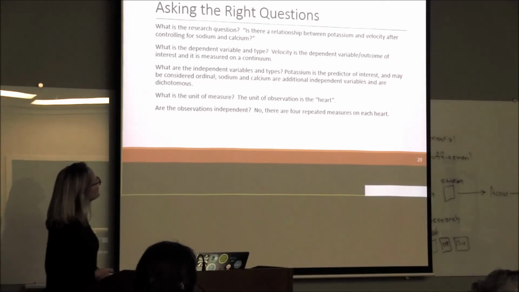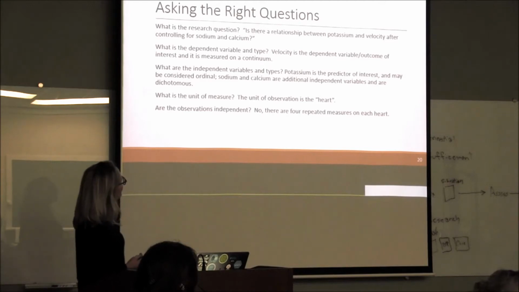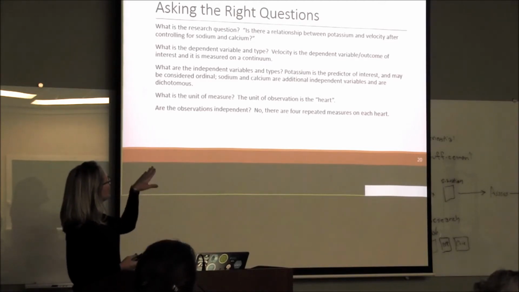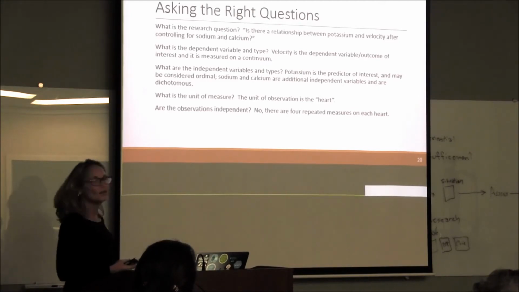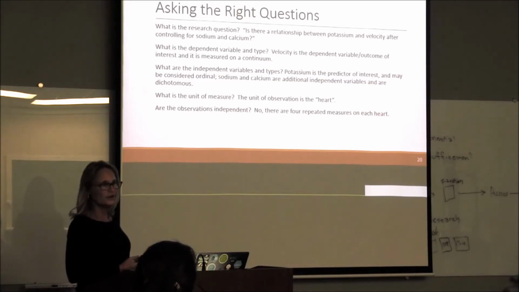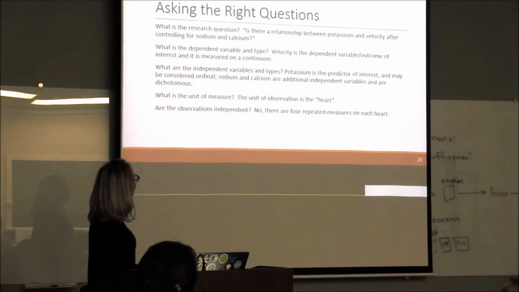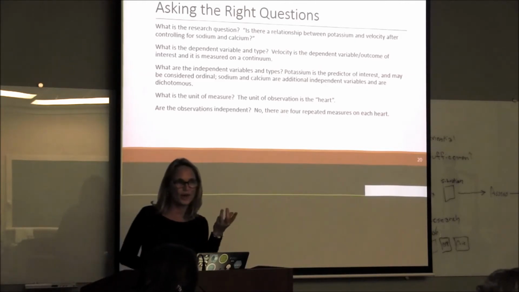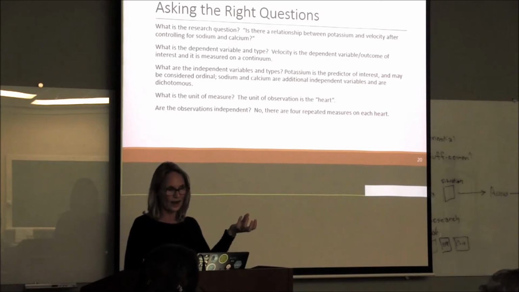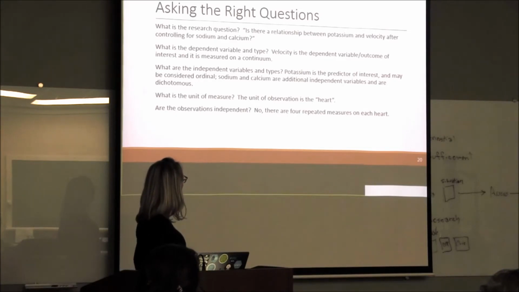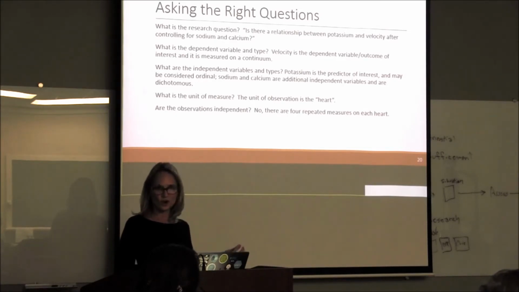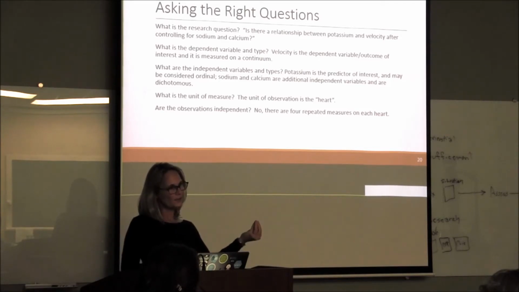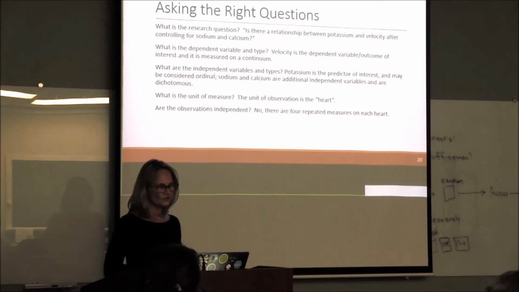Our independent variables, again, are potassium, sodium, and calcium. Potassium is the predictor of interest, the primary independent variable. The unit of measure is the heart. And the observations are not independent. That's a key question that we ask because we need to take into account the correlation structure in our analysis. They're not independent because we have repeated measures on a heart. One heart might respond differently than another, and we need to take into account the repeated measures on each unit.